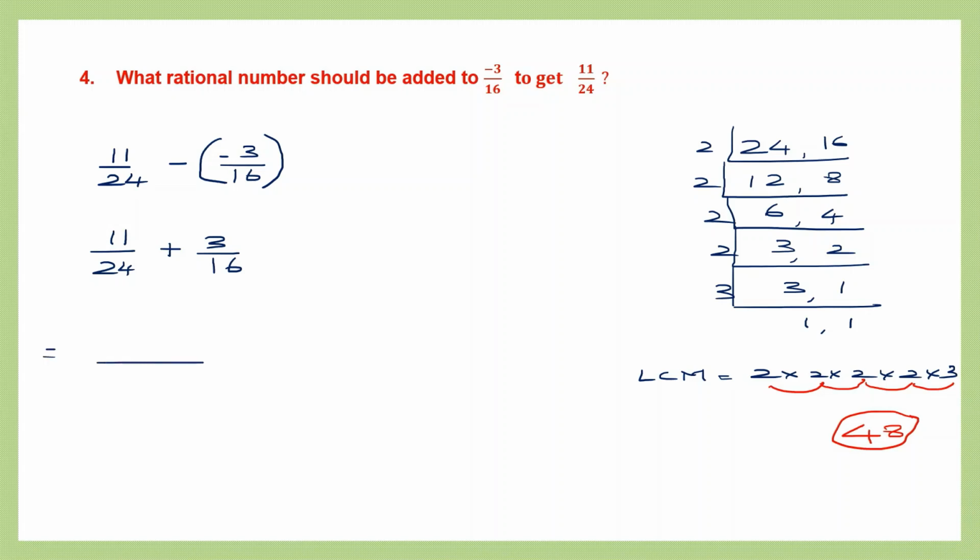So let's do that. So this is 48. Now the first denominator is 24, 24 into 2. So 11 into 2. Plus 16 into 3 is 48. So 3 into 3 will be 9. So here what do we have? 22 plus 9. 22 plus 9 is 31. 31 and the denominator is 48. So our final answer here is 31 by 48 and that is the rational number that should be added to minus 3 by 16 to get 11 by 24.